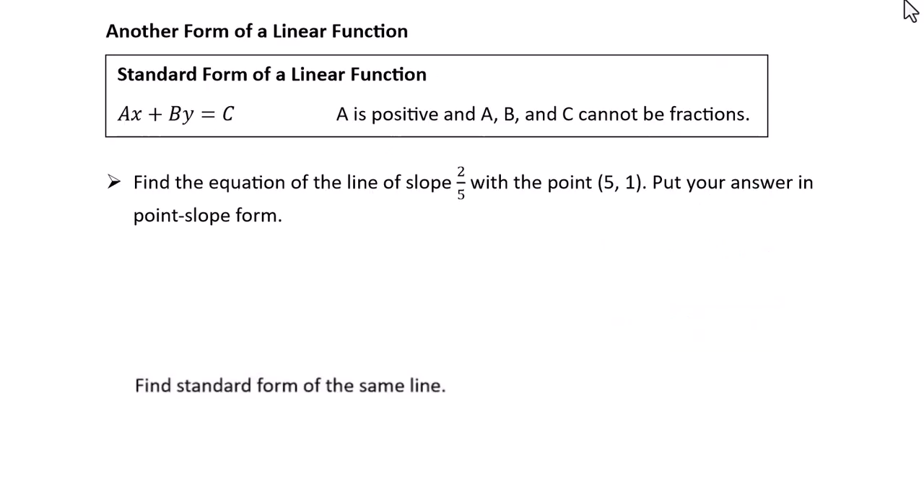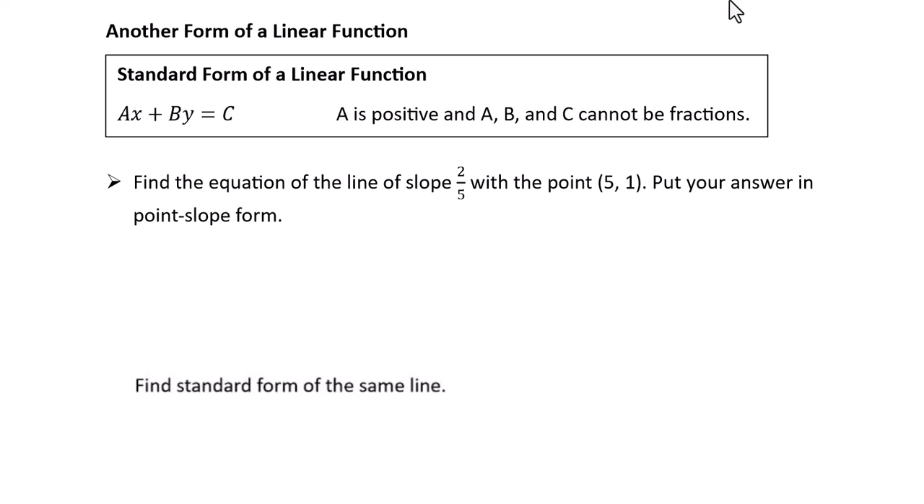Now there's another form of a linear function, and that's standard form. Standard form is ax plus by equals c. A is positive, and a, b, and c cannot be fractions. Basically, we have x and y both on the left side. There are no fractions for a, b, or c through the whole function, and you have to lead off with a positive number. A must be positive.